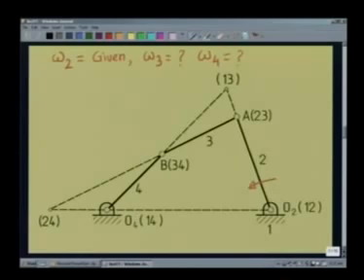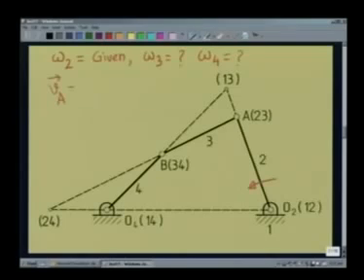To do that, we carry out the velocity analysis as follows. If omega 2 is given, then I can find the velocity of the point A, VA, which is omega 2 cross O2A.